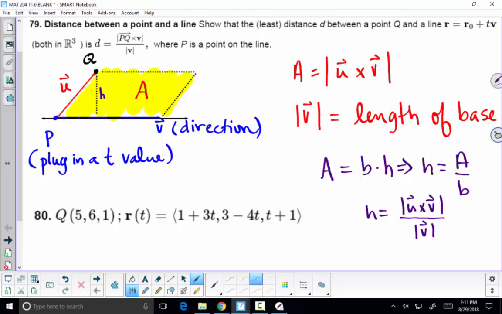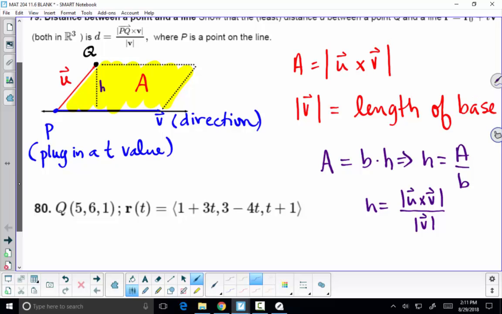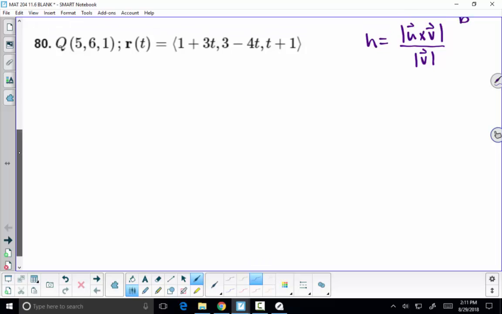So that is a pretty slick way to get the distance between a line and a point. Form two vectors, one that points to the point that's not on the line, and one that points in the direction of the line. Cross the two, find the magnitude, divide by the length of the base, and you'll get the height. Height is area divided by base.